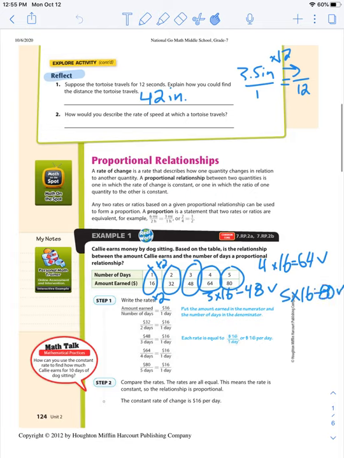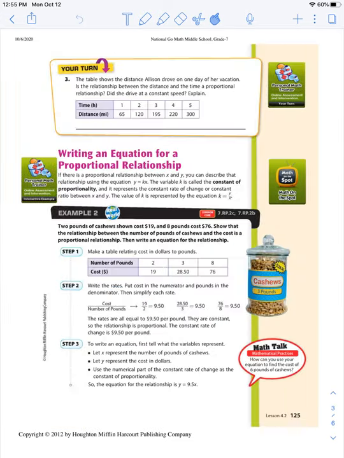So all the rates are equal. There is a constant rate of change, which means this relationship is proportional. That constant rate of change is $16 per day. All right, so now it's your turn.